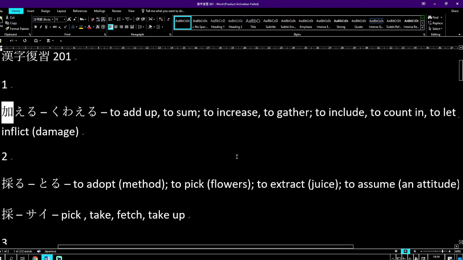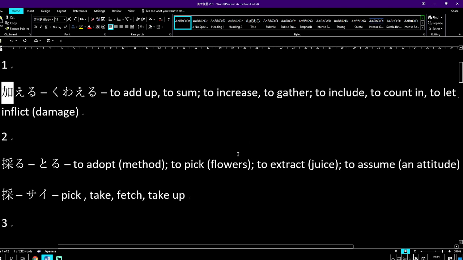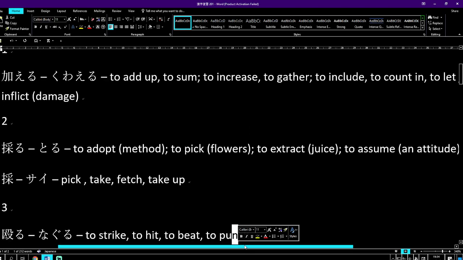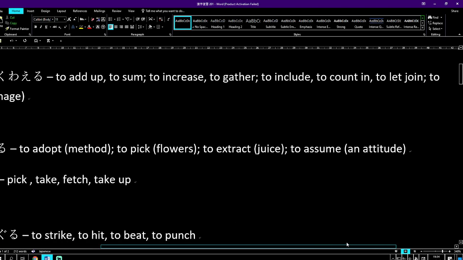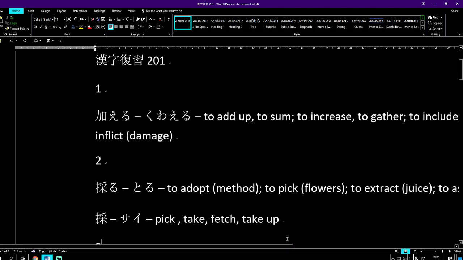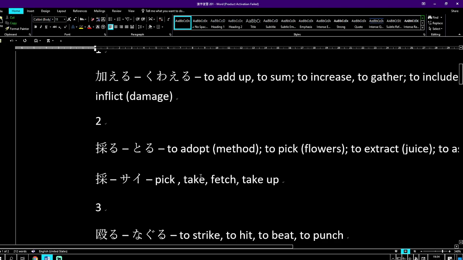Kuaeru is to add up to some or increase. Number 2 is toru, to adopt a method, to pick flowers, to extract juice, to assume an attitude. Something along the lines of adopting something or picking something. As our new kanji here, sai or toru is to pick, take, fetch, or take up.